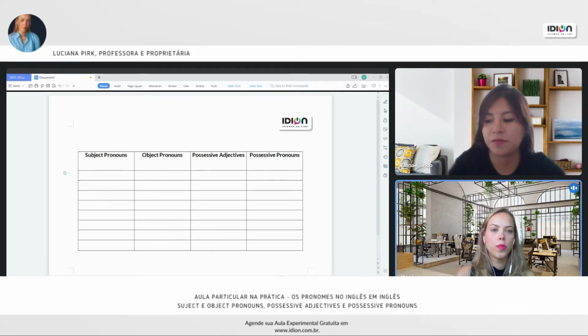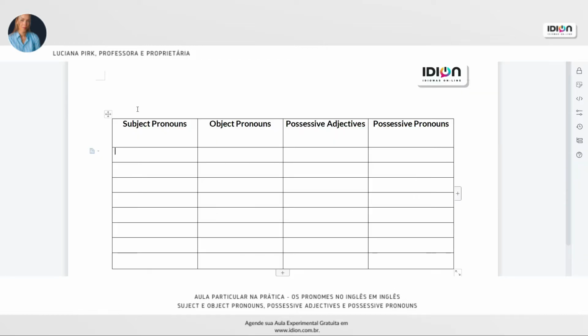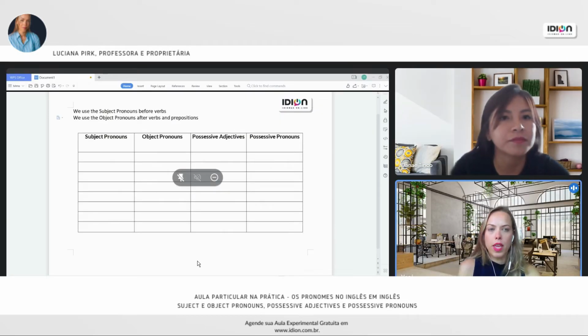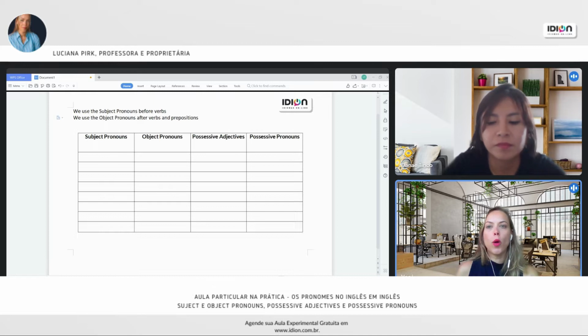So we use the subject pronouns before verbs, right? So let me see how I can write this. Yes, here, like this. We use the subject pronouns before verbs, and we use the object pronouns after verbs and prepositions. Can you see this? Too small? After verbs and prepositions, right? Because the subject pronouns perform the action, they do the action, and the object pronouns receive the action, right?